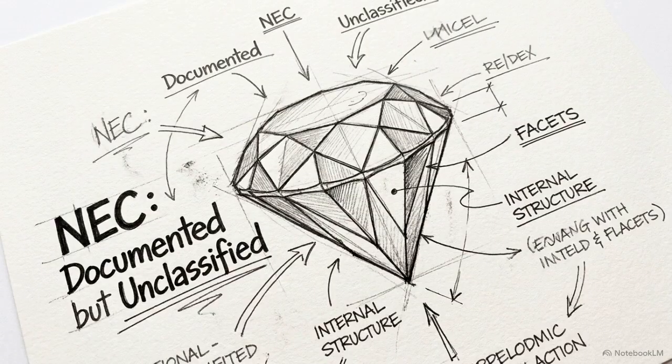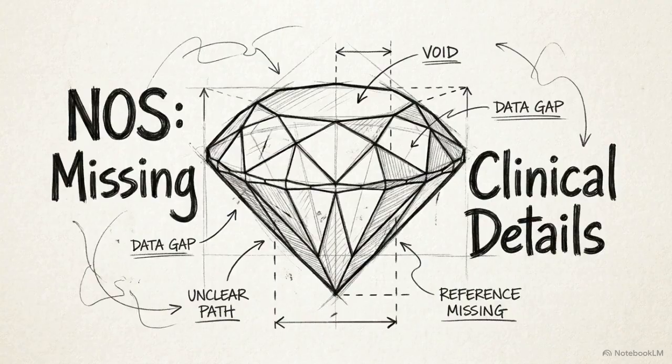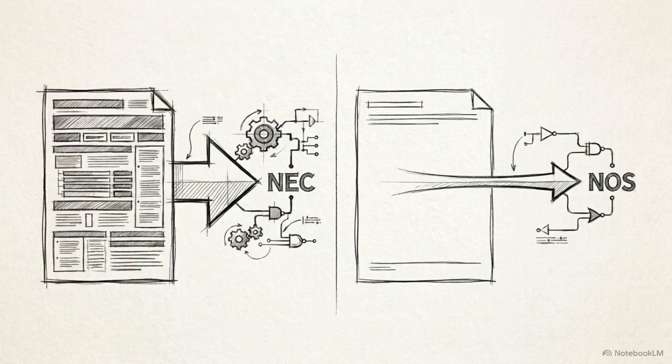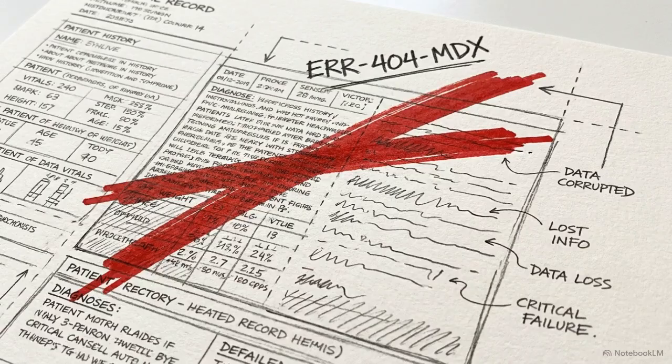The mnemonic for this is straightforward. NEC means we know, but no code. The second half of that axiom is that NOS means we don't know. Correctly identifying whether the limitation stems from the documentation or the system dictates your entire coding path. It prevents you from misclassifying the severity and nature of the patient's condition.